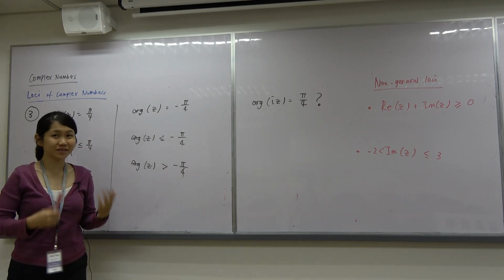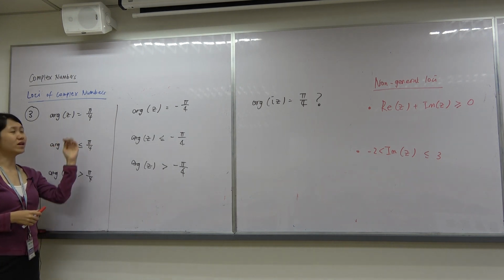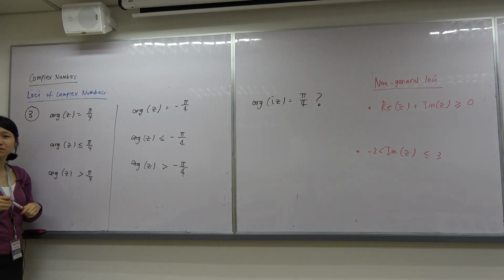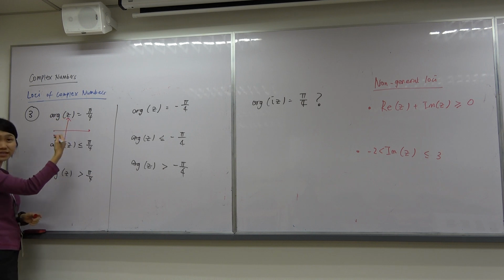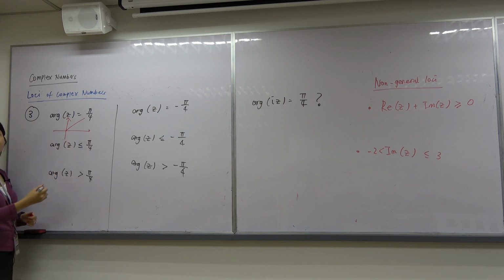Let's continue with loci of a complex number. Alright, so let's go to more examples of the last loci. Okay, we have got argument of z equals pi over 4. If I were to draw, again it should be a half line from the origin because I didn't give you any a, so a should be just (0, 0). I'm going to draw a half line like that and I will just leave it like that.